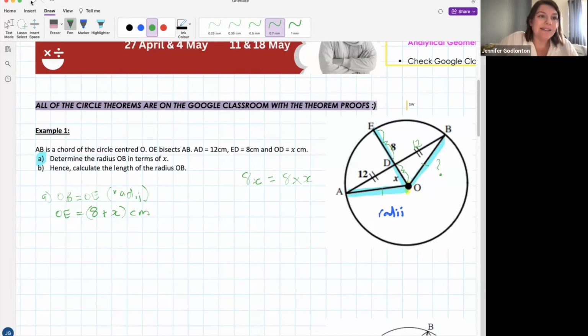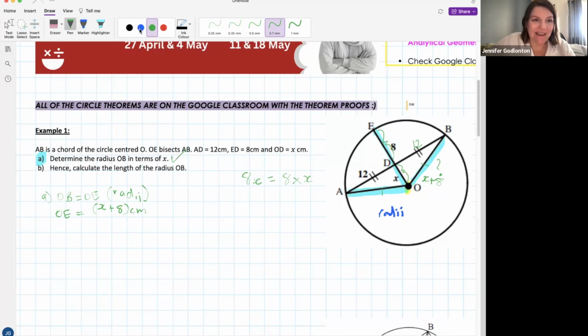Okay. Let's make our lives even easier. And instead of writing 8 plus x, because you'll see why soon, let's write it as x plus 8. Just to make our life even easier as we move forward. So I'm going to say x plus 8 centimeters. Okay. So now we know that this dude over here is x plus 8. Okay. Happy days. Cool. We have done question 1A.